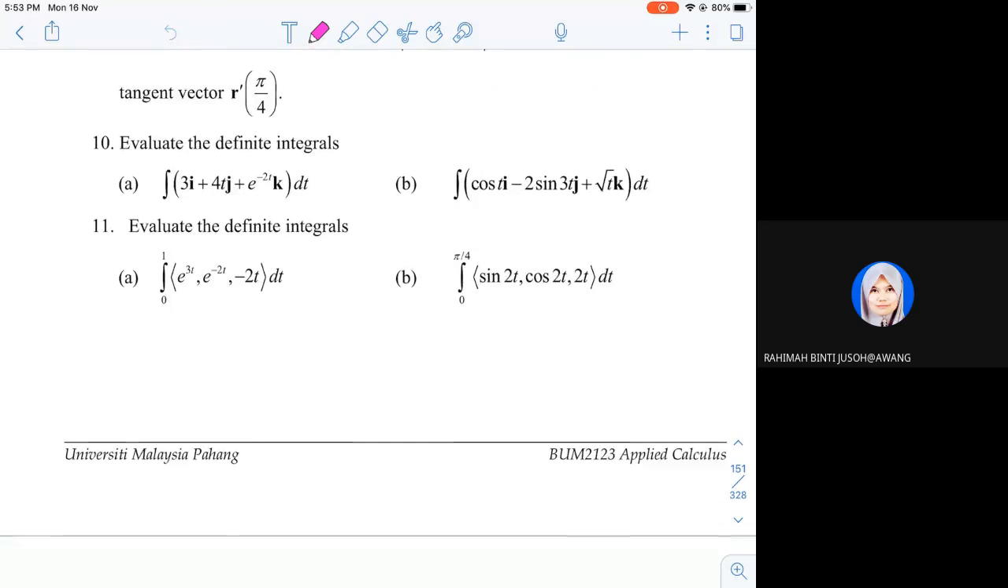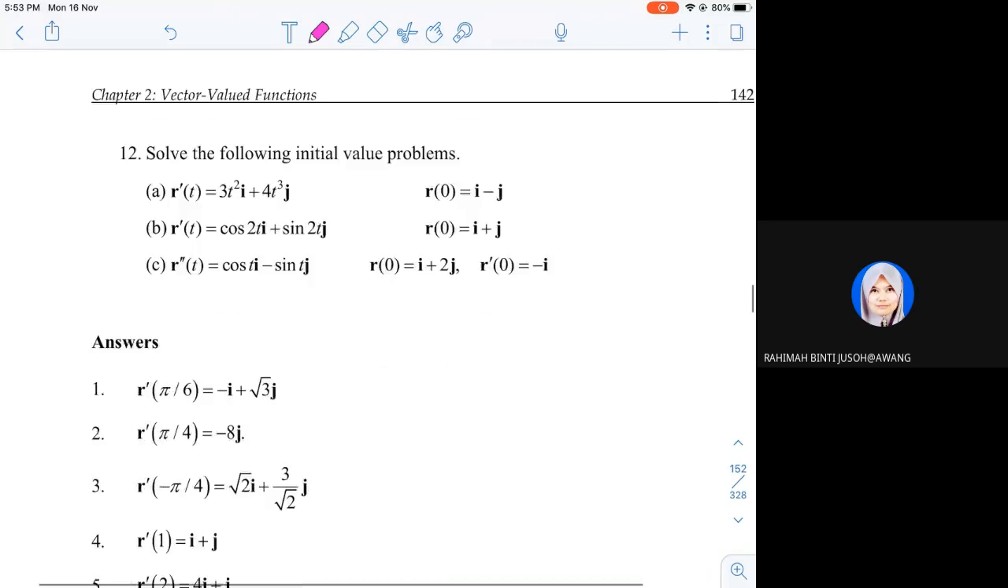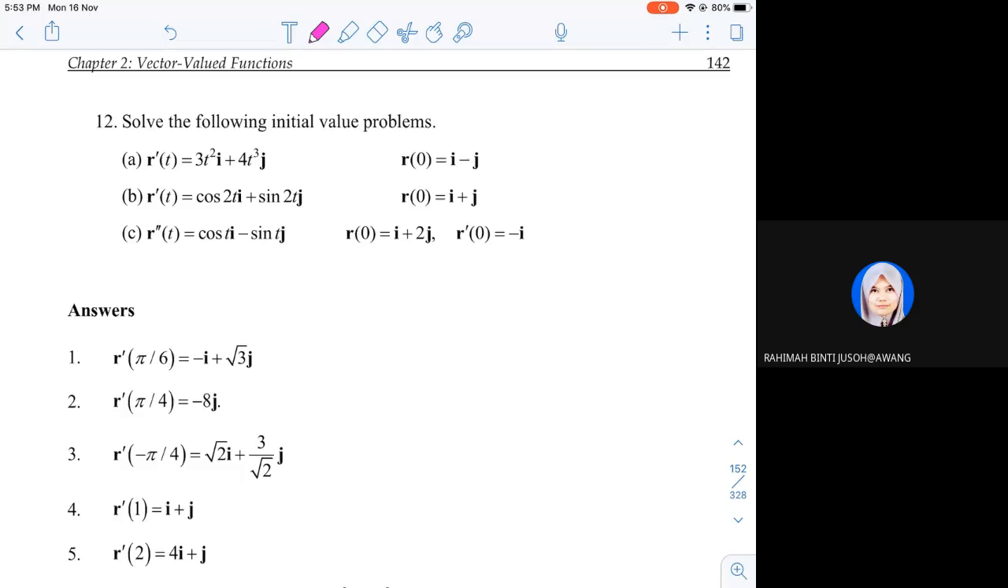Question number 10 is simple. Since we don't have limits, you have to add C. This one also needs plus C. Now question number 12, an initial value problem. You are given this condition and also this condition. Parts A and B are not very challenging, so let's do question 12C.